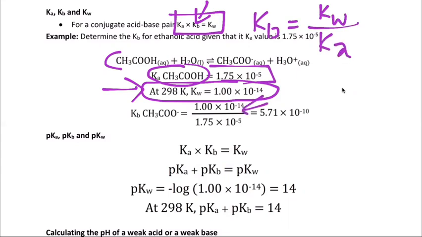Here's the Kw value on top. Here's the Ka value on the bottom. You divide them in your calculator and you get this answer. Notice they kept the sig figs the same. Both of these had 3, so my answer has 3 sig figs. Okay.